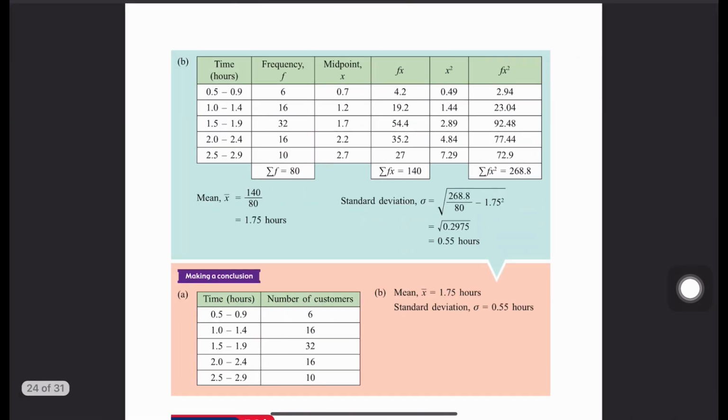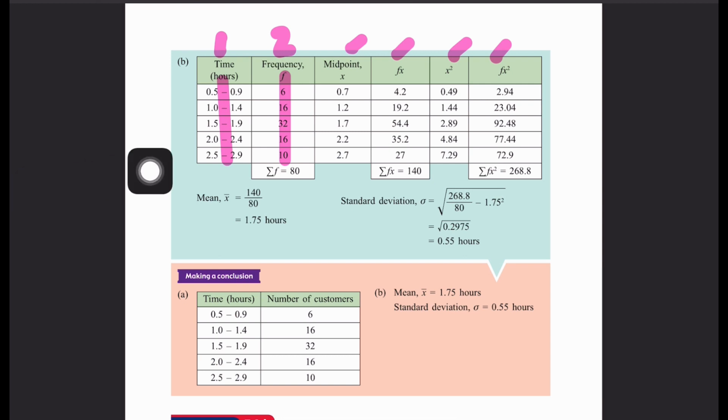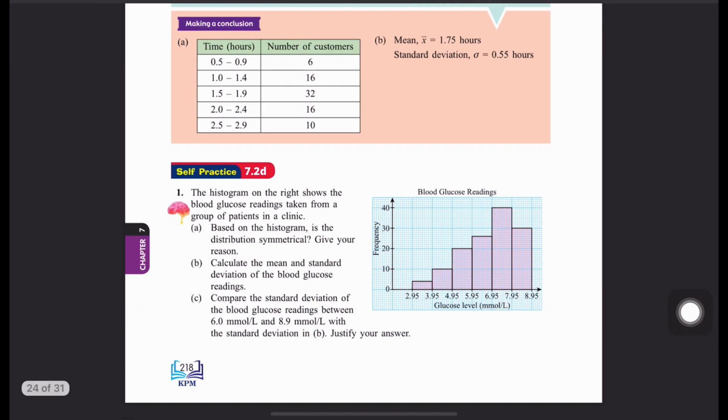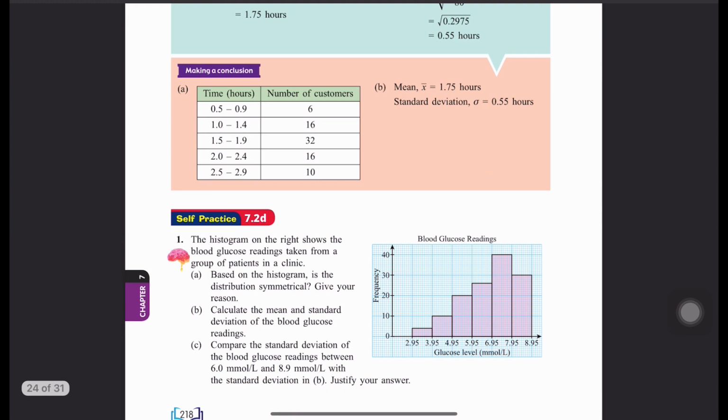Okay, next. Baru kita construct table macam tadi. Yang penting dua ni saja, 1, 2. Selebihnya kita boleh buat berdasarkan 1 dan 2 ni. Kena hati-hati yang ini jangan salah. Kalau salahlah frekuensi kita, habislah semua ni. Okay, so next bila dah ada, kita boleh buat conclusion. So the mean is 1.75 and standard deviation is 0.55 hours. Boleh? So boleh cubalah self practice 7.2.